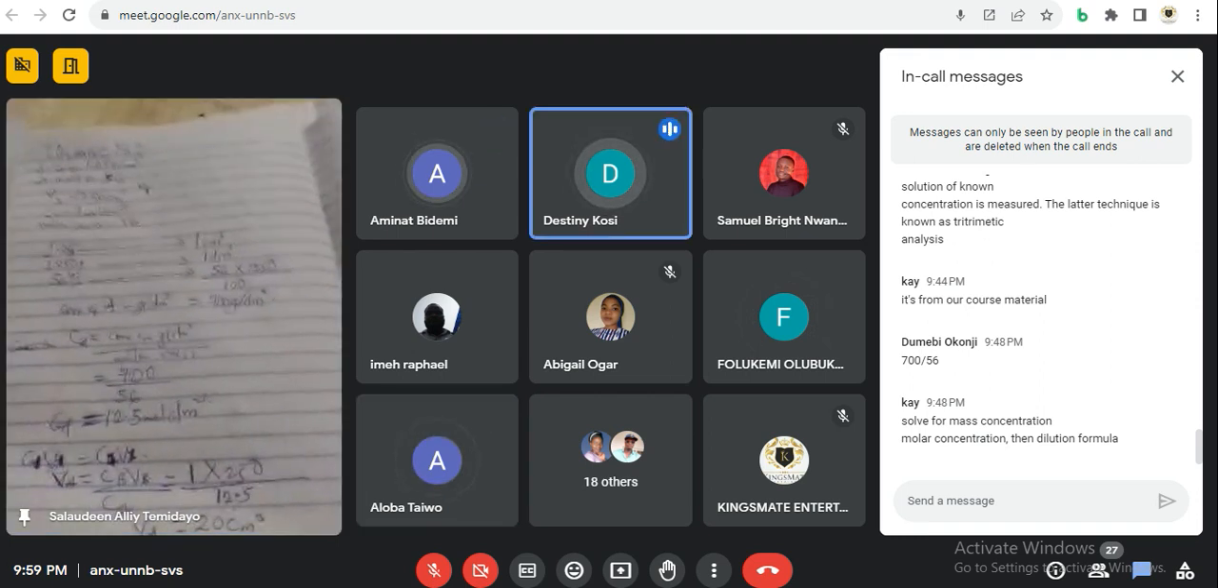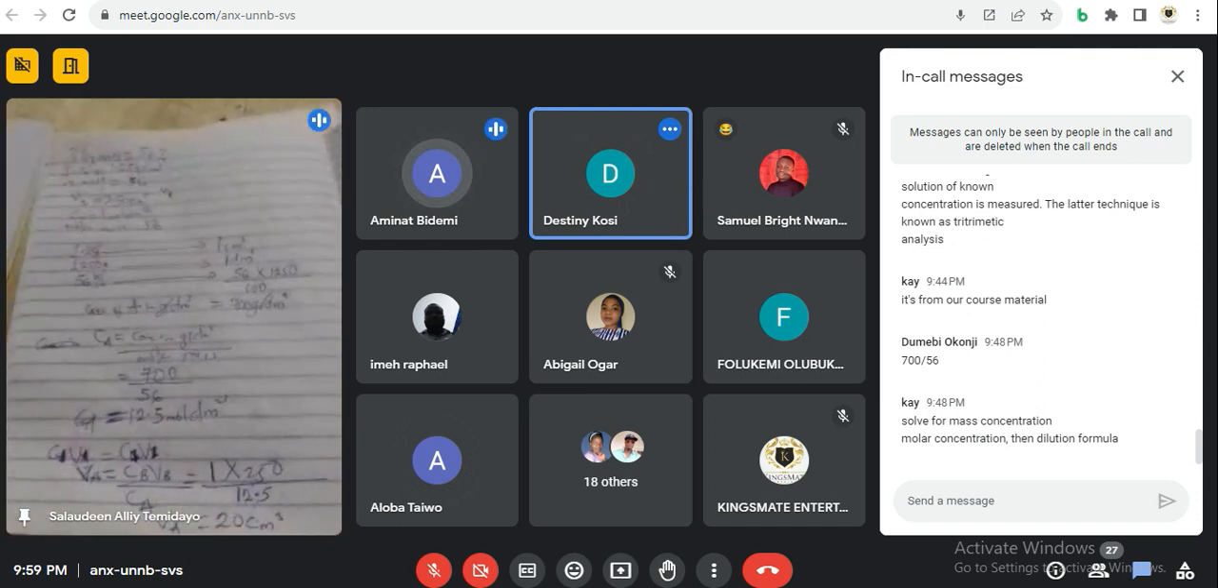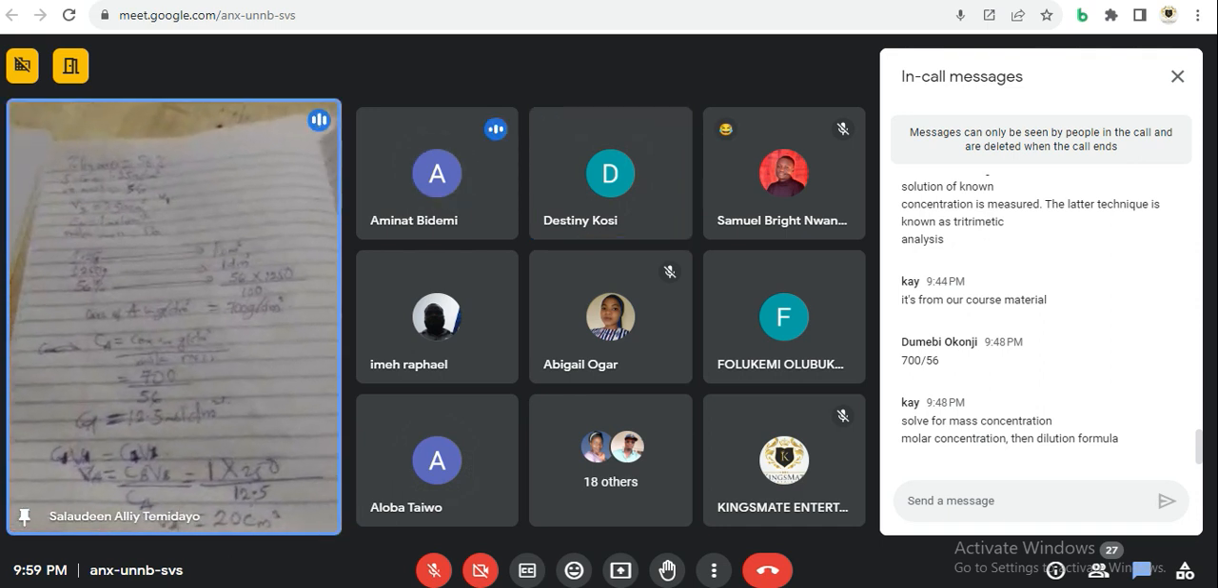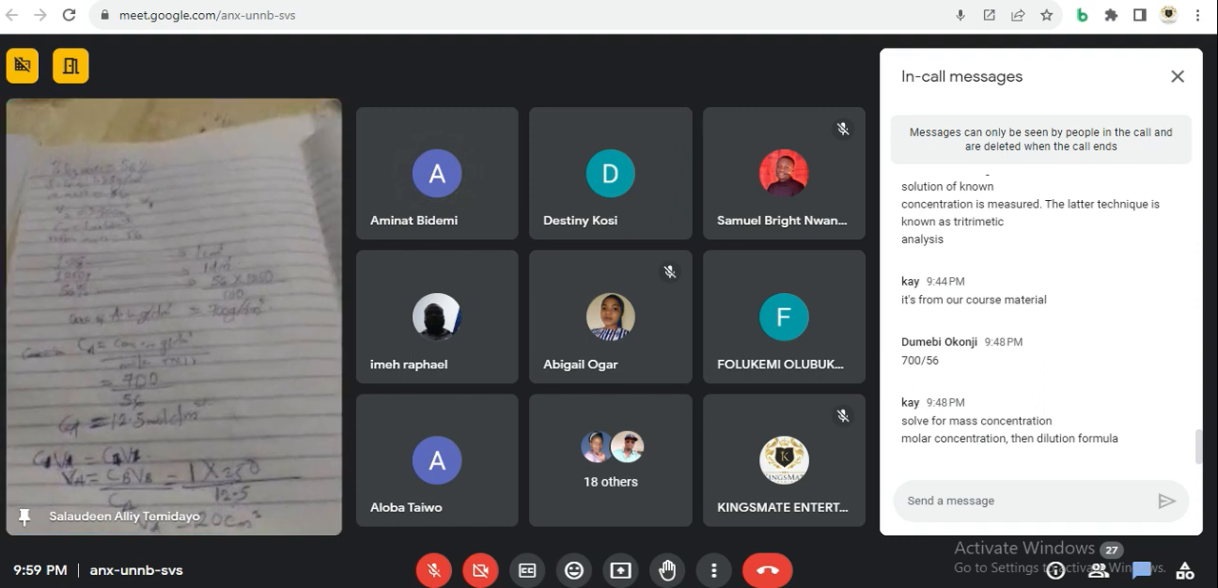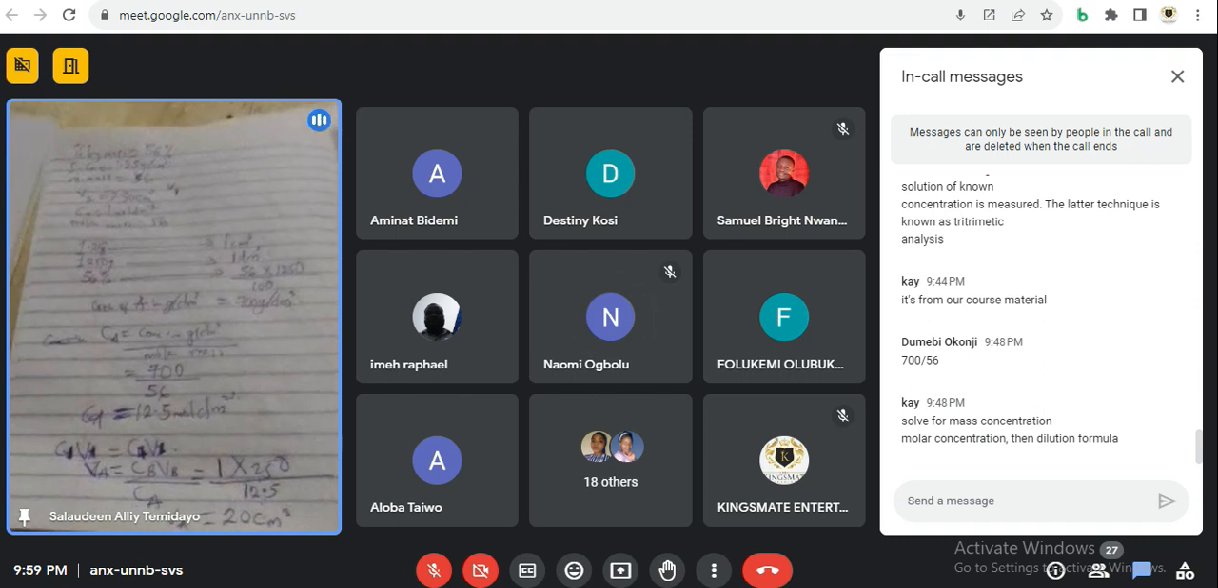Give me a calculator, anybody there. This calculator is not supporting. 250 divided by 12.5 is 20. It's not 250 divided by 125. It is 250 divided by 12.5. It's absolutely 20 now.